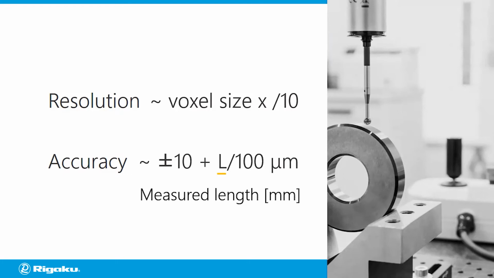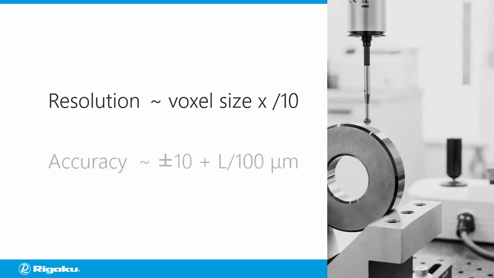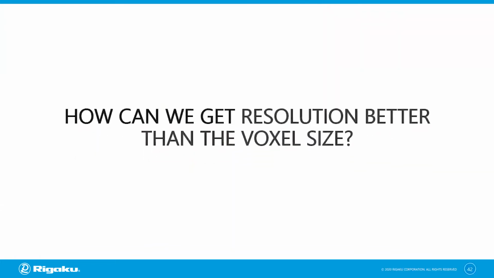Now, let's think about where those numbers are coming from. First, the resolution. Everything we have discussed so far in this webinar series was based on pixel or voxel-based segmentation. And when you do the analysis that way, your resolution is limited to the voxel size or double of it. Then how can we get resolution better than the voxel size? The answer to this question is related to how exactly we define the surface.